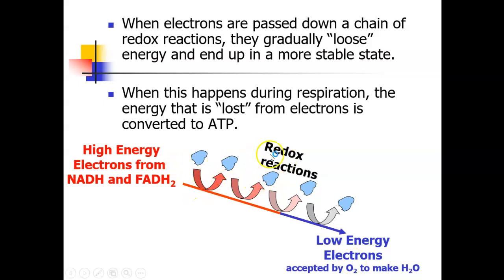Each of these steps is an example of a redox reaction that we talked about at the very beginning. That shuttling of electrons, redox reactions, reduction, and oxidation. And we're going to be able to get that energy from the electrons and convert it into ATP.